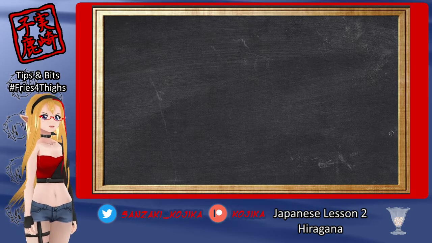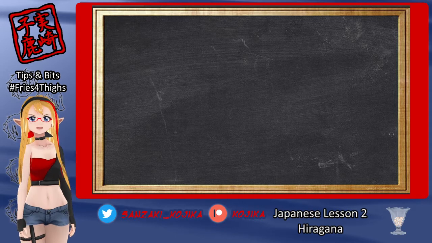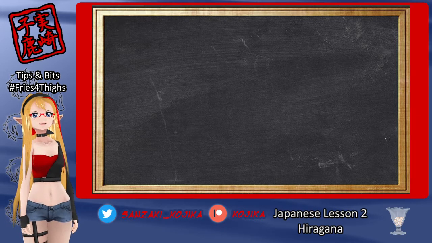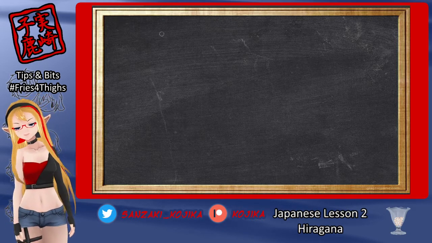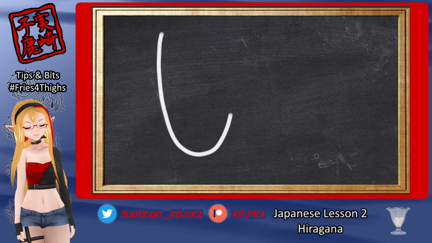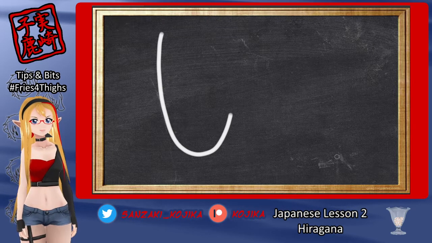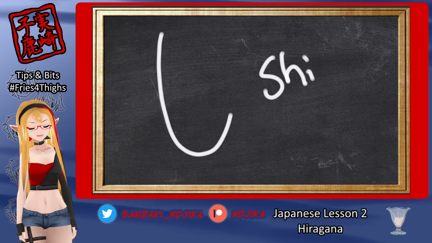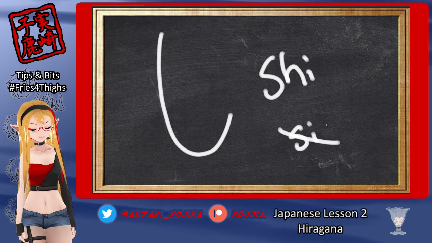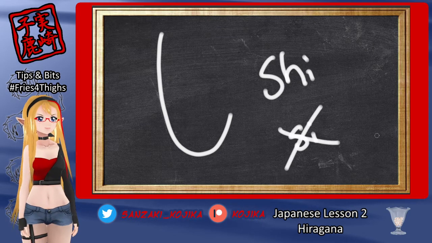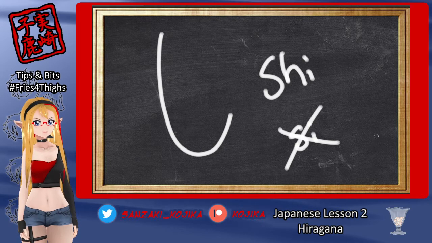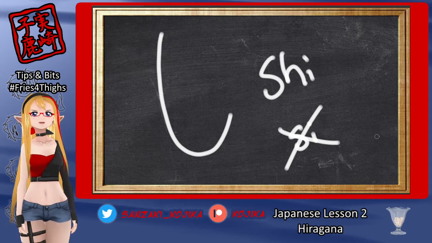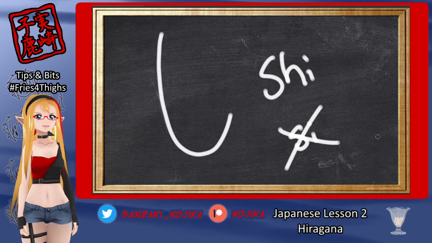So we know the next letter would be "see," but it's not "see" like SI. It's actually "she," SHI. And it's one stroke. So this is "she," not "see." It's our first irregular. Like I said, it's just not a sound that fits in well with their alphabet.